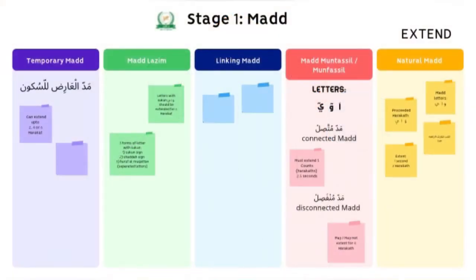Mad is categorized under 5 different topics. The first one is the natural mad, next is the mad muntasil and munfasil. Third one is the linking mad. Fourth one is the mad lazim. Fifth is the temporary mad. So first, let's start with the natural mad.